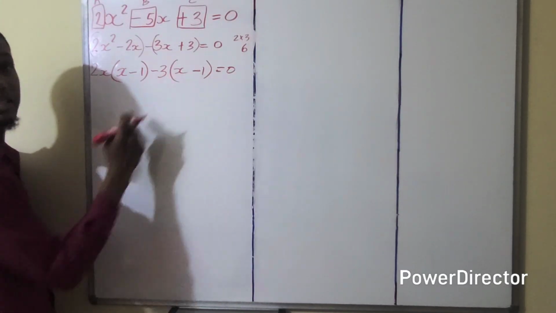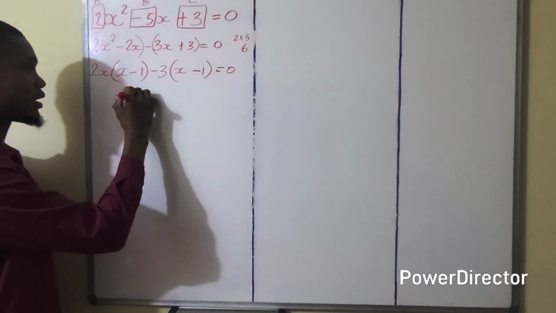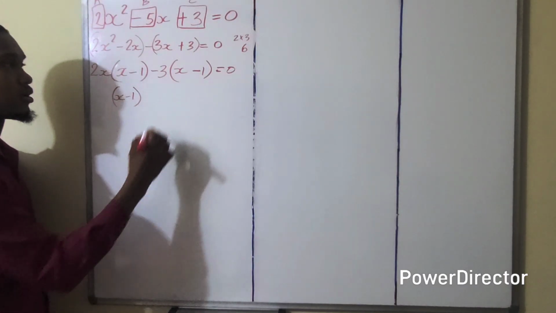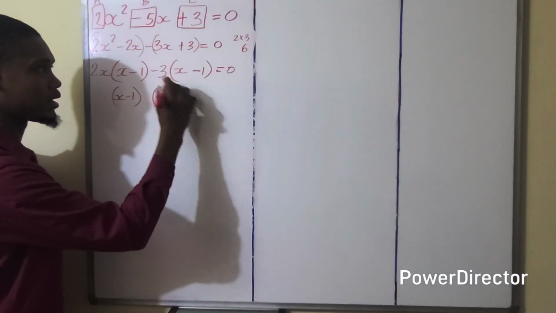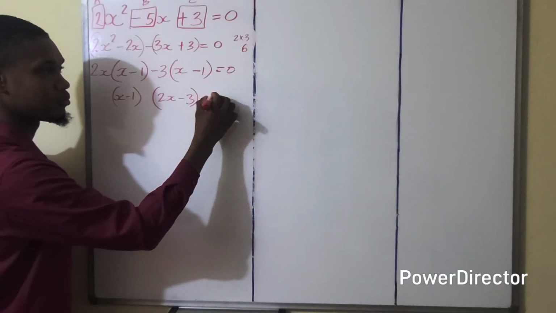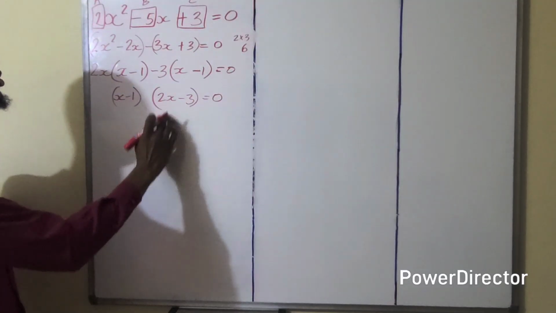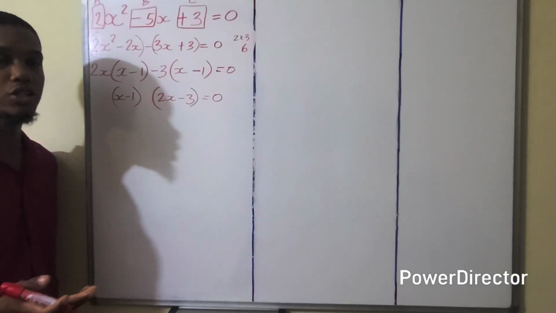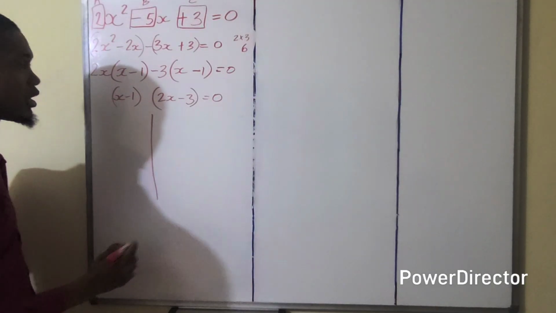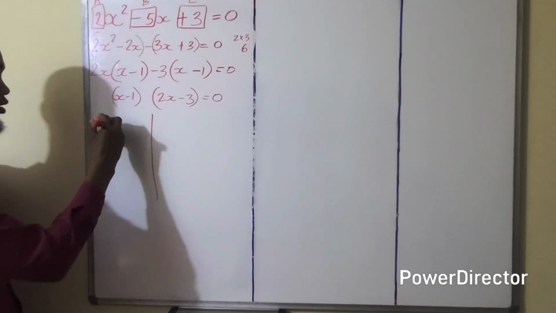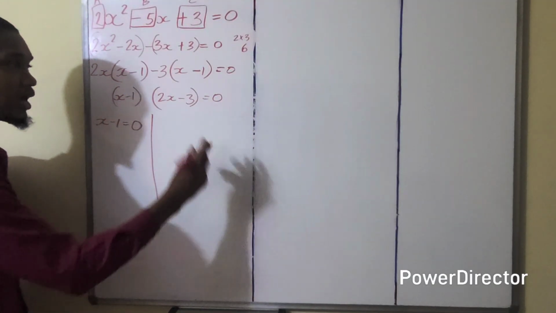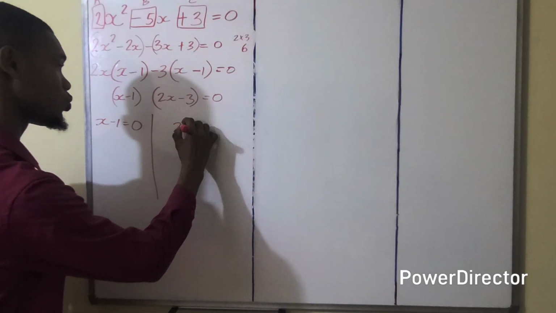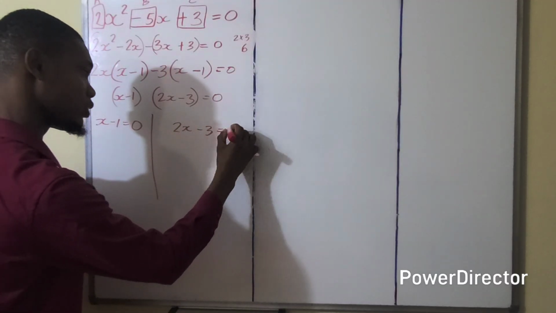Now, you realize the brackets are the same, so you just group them. So x minus 1, once, and then you group what's outside. So that's 2x minus 3 equals 0. Now, once you get here, because you are solving the equation, you split your thing. So x minus 1, that's one part, and that must be equal to 0. And the other part, 2x minus 3 equal to 0.